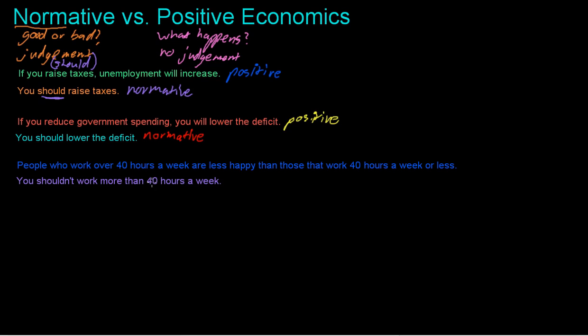So people who work over 40 hours a week are less happy than those that work 40 hours a week or less. So here this is just presenting information one more time. So this is positive because there's no judgment whatsoever. And then the next statement down here says you should not work more than 40 hours a week. So that is a normative statement because it's telling you what you should or should not do, what is good or bad.